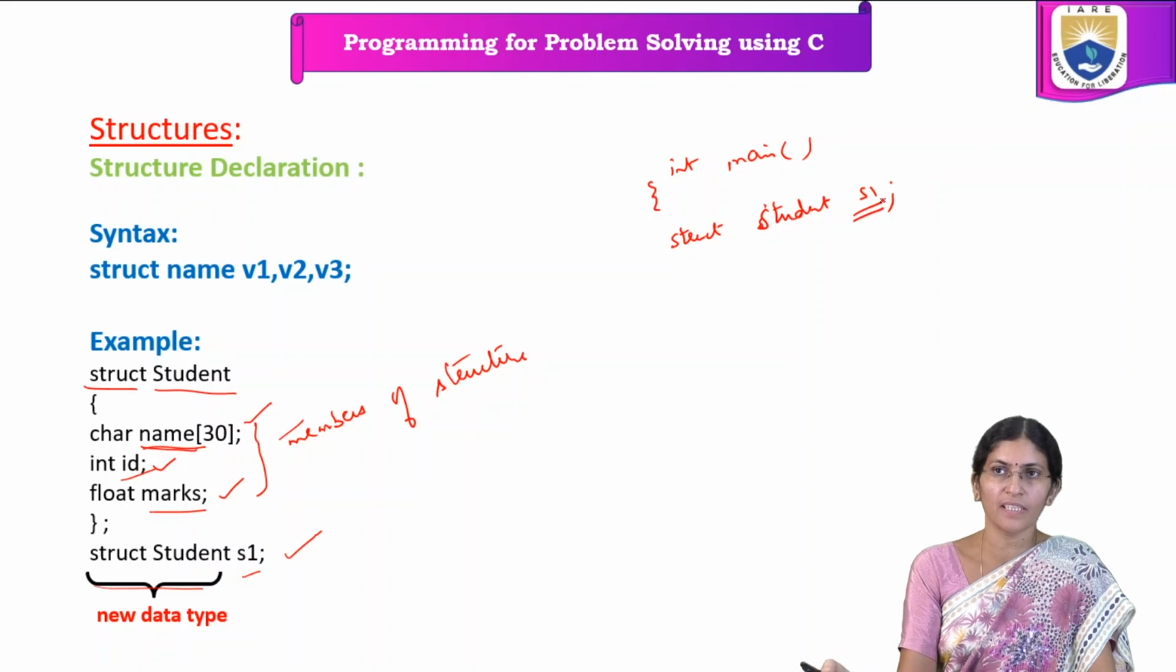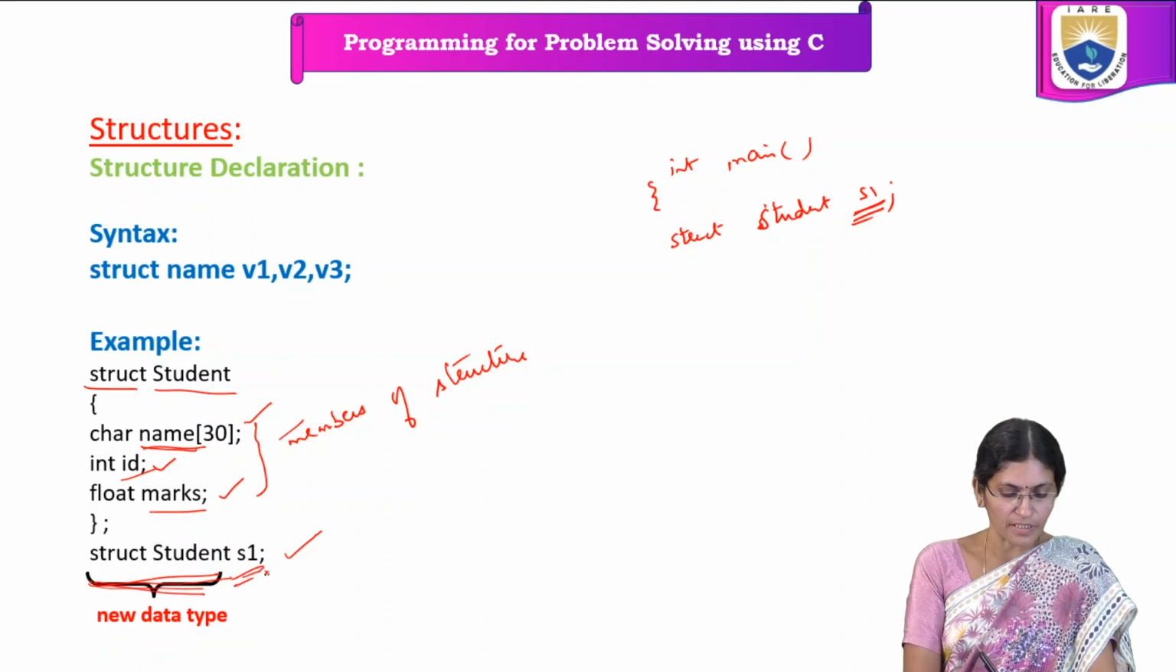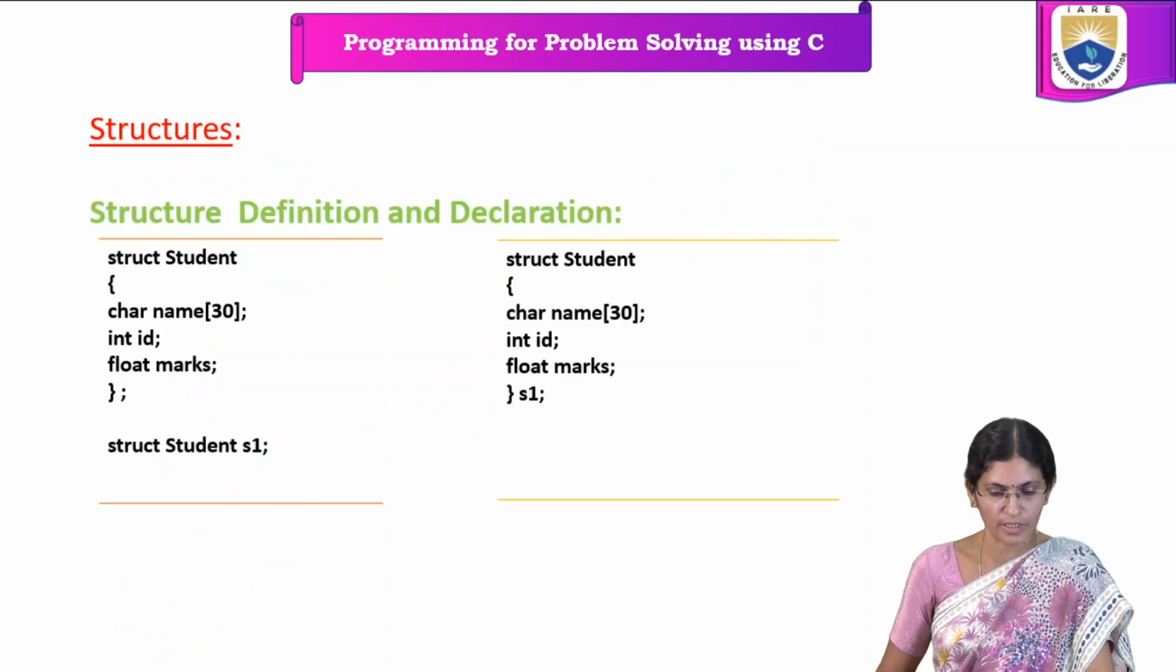So this is nothing but an object, or you can say a variable of this particular data type. So this is a new data type, you can say. The data type of this variable s1 is struct student. So s1 is a structure variable. The name of the structure is student.